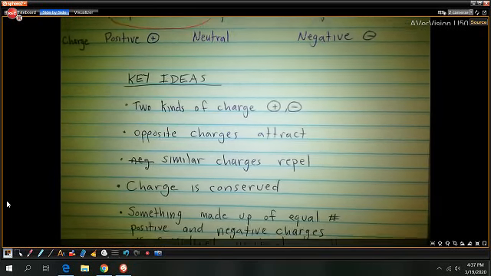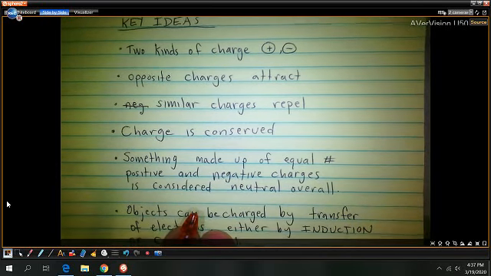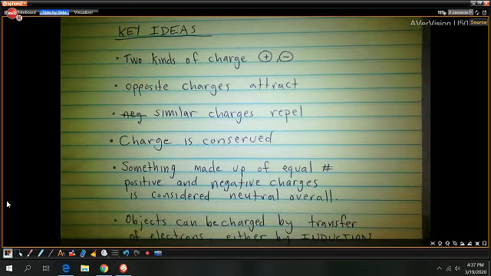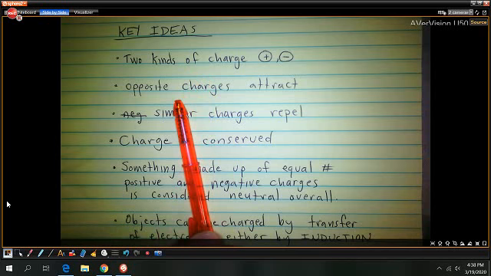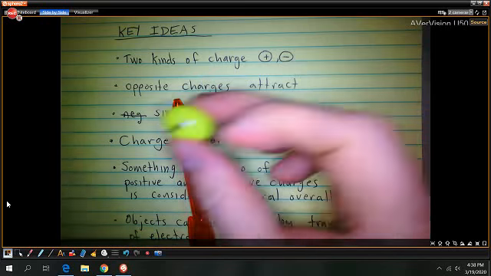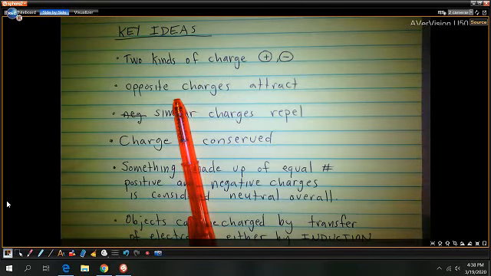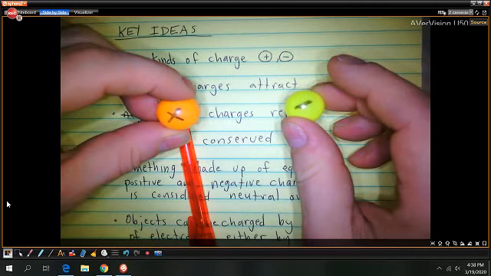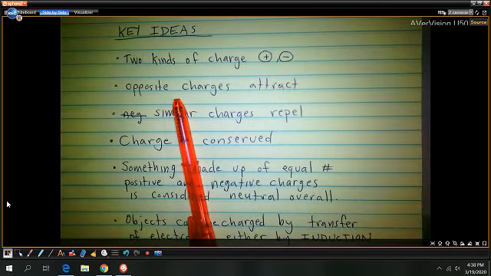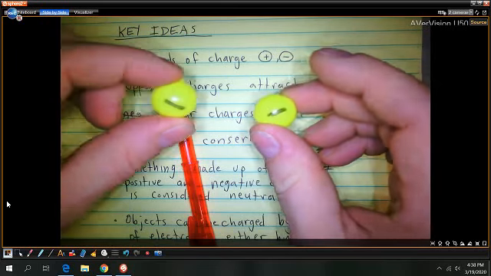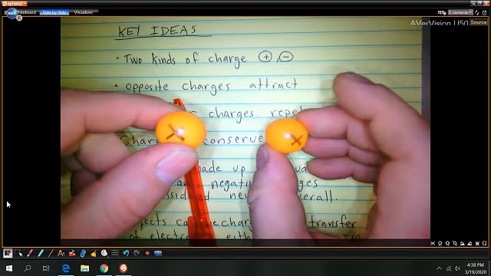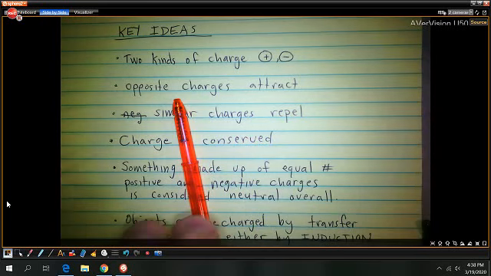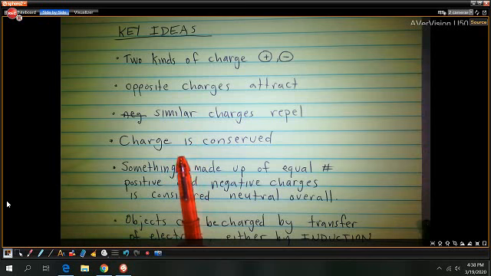Also, we have some key ideas that I will just touch on briefly. There are two kinds of charge, positive and negative, right? Opposite charges attract. That's these guys. Okay, these guys, right? They will attract. You kiss. Similar charges repel. They want nothing to do with each other. Same here. These positives will repel, right?